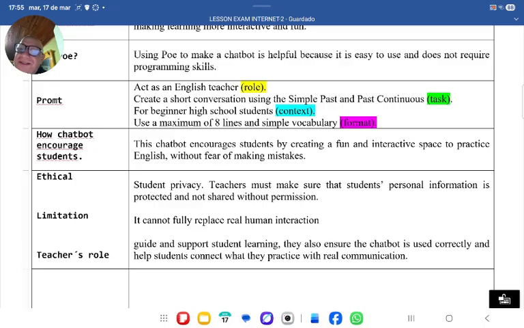Okay, how does the chatbot encourage students? The chatbot encourages students by creating a fun and interactive space to practice English without fear of making mistakes. As I told you before, the chatbot could be a very fun and very interesting way to learn because this is a very new tool for students. So they can find it very, very interesting.